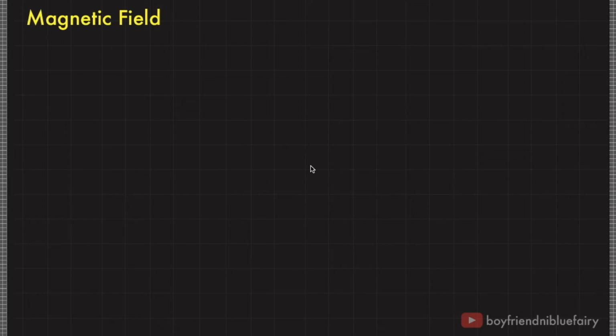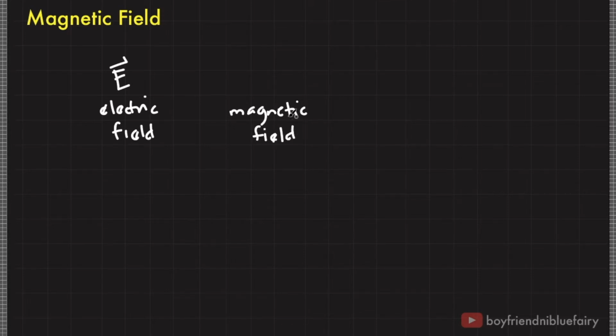So let's begin our study of magnetic field with its effect on charged objects, and then later we investigate the origin of magnetic field. So recall that we represent electric field with the vector E, and for magnetic field, in this class, we represent it with the vector B.